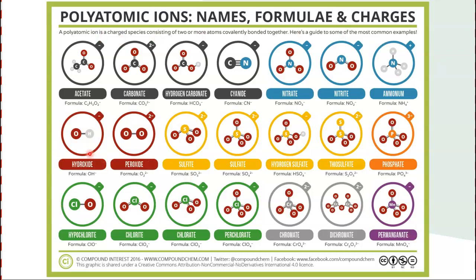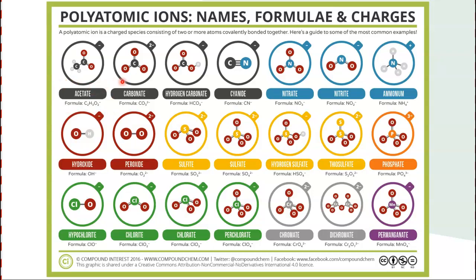So here we have hydroxide, and you can see it has an O and an H. They are covalently bound to each other, and then it has a negative charge. And so up here we have a carbon, and it's bound covalently to these oxygen atoms, and it has a -2 charge. So all of these polyatomic ions have 1 charge.